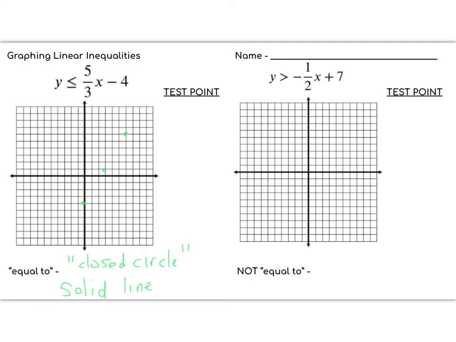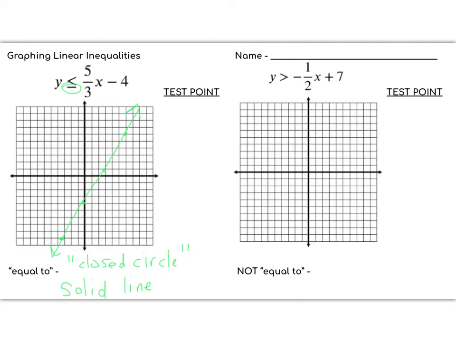So I'm going to do one more point. I'm going to go down 1, 2, 3, 4, 5, and back 3 so that I have plenty of points here to look at. And I'm going to do a solid line because it said equal to. If the equal to is there, it's a solid line.